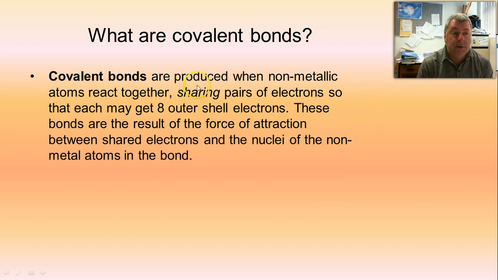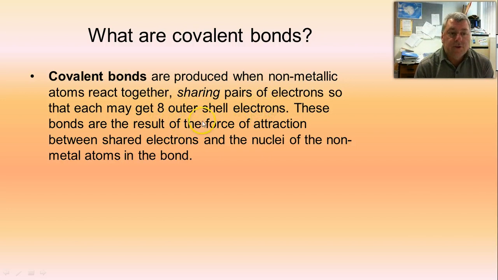Well, covalent bonds are produced when the non-metallic atoms react together. The non-metallic atoms, they're the nonmetals. They're on the right-hand side of the periodic table, to the right of the staircase. Now, they bond together by sharing pairs of electrons, and we'll look at this in more detail. And they're aiming to get 8 electrons in the outer shell by sharing pairs.